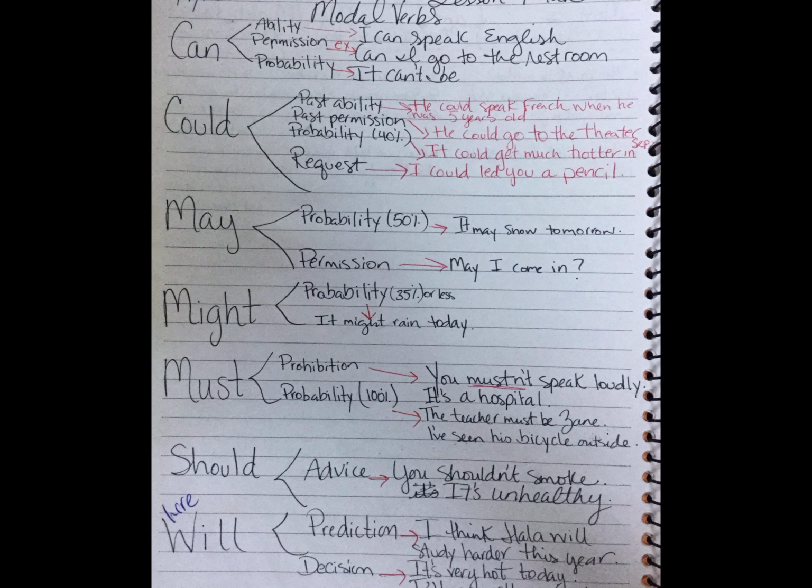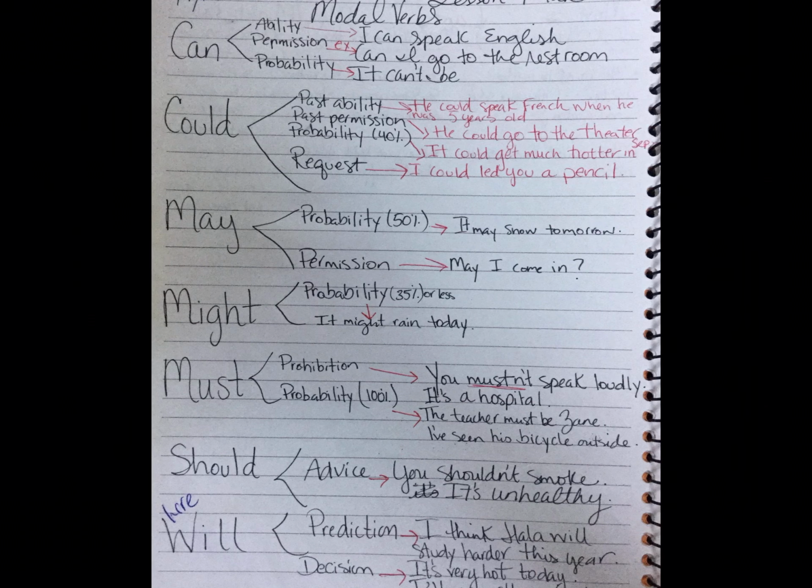Could. Now, could, we use it for past ability. We use it for past permission. We use it for probability, 40%. And we also use it for request. And here I have some examples. He could speak French when he was 5 years old. We are talking about the past.